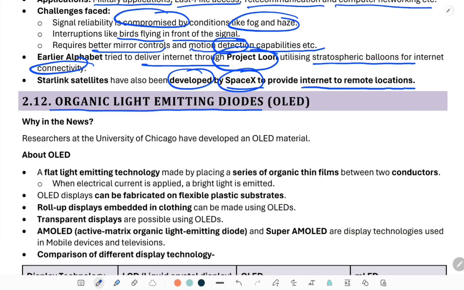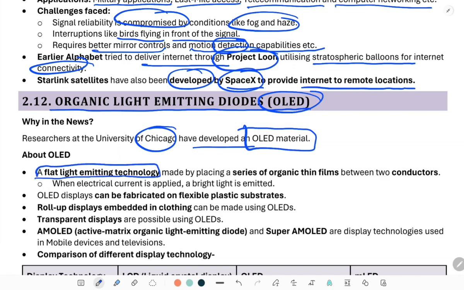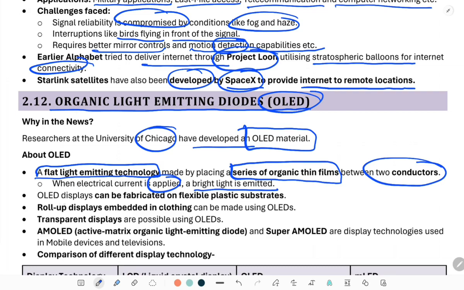Next, organic light emitting diodes, OLED. In recent years researchers at the University of Chicago have developed an OLED material. OLED is a flat light emitting technology made by placing a series of organic thin films between two conductors. When an electric current is applied, a bright light is emitted. OLED displays can be fabricated on flexible plastic substrates, roll-up displays embedded in clothing can be made using OLEDs, and transparent displays are possible using OLEDs.